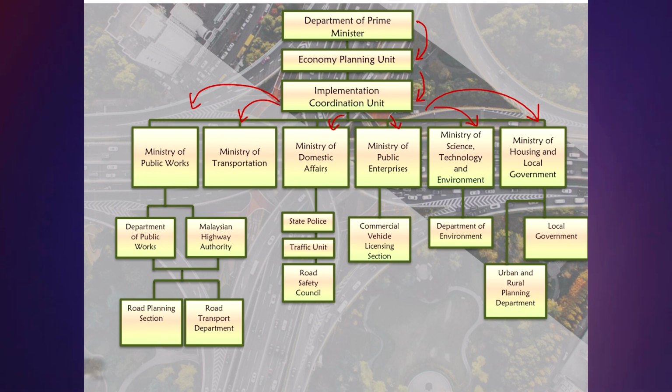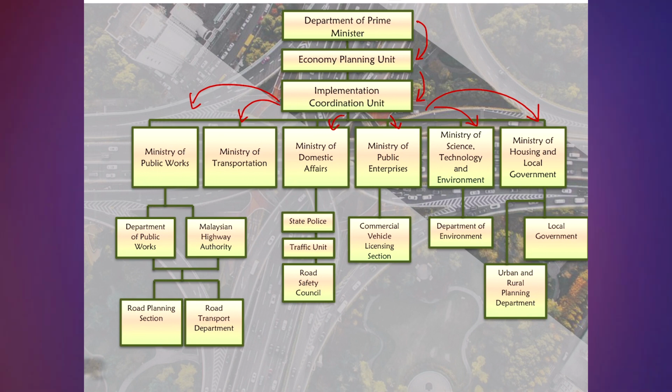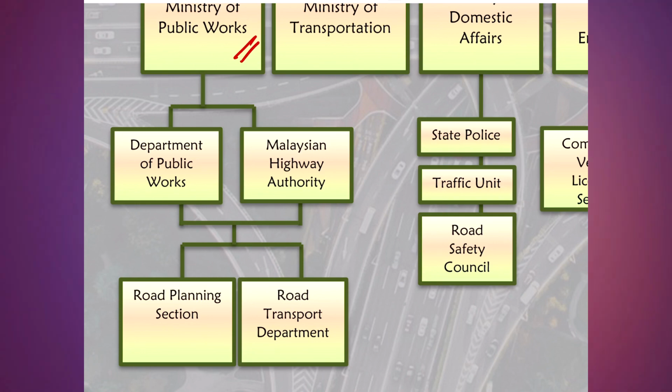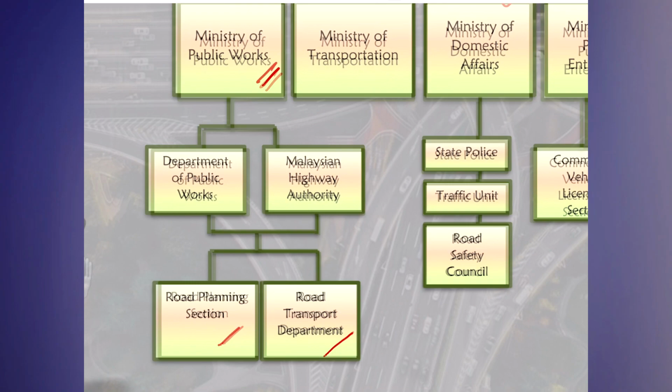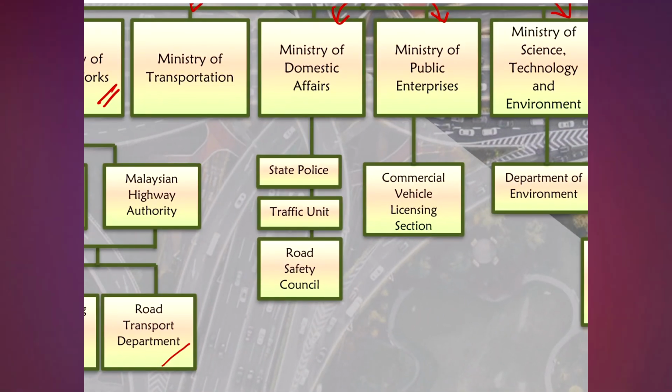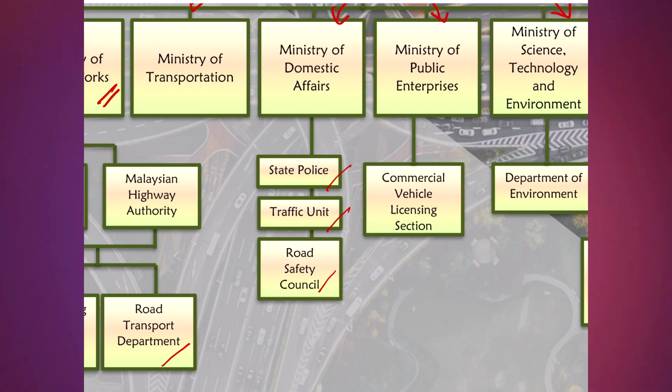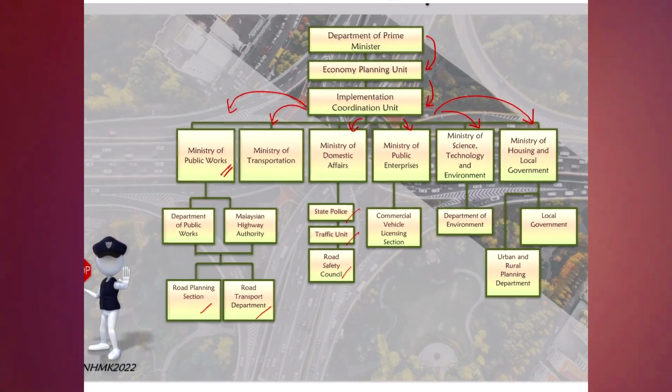So under the Ministry of Public Works, which is the main agency for road management in Malaysia, we have the Department of Public Works, the Malaysian Highway Authority, which is divided into the road planning section and also the road transport department. And under the Ministry of Domestic Affairs, we have the State Police, Traffic Unit, Road Safety Council. And the rest is under the other ministries.